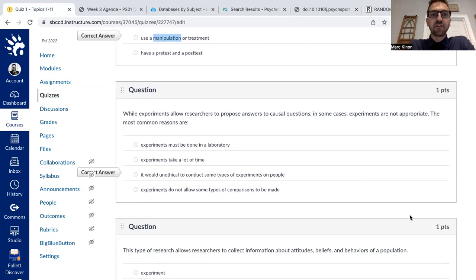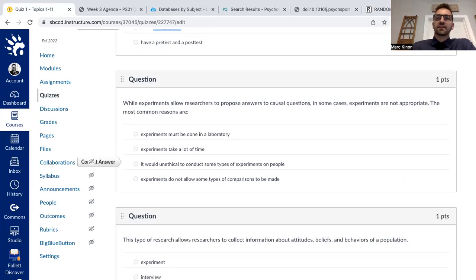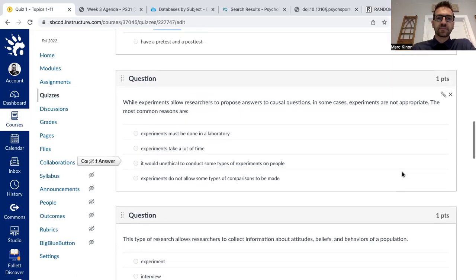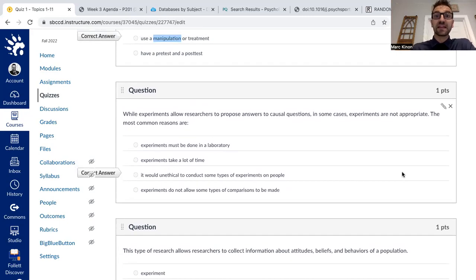While experiments allow researchers to propose answers to causal questions, in some cases, experiments are not appropriate. The most common reason is it would be unethical to conduct some types of experiments on people. Yeah, this is a fact. So the experiments that cannot be conducted on people are typically conducted on animals. We see this with drug research usually. Specifically, the thing that comes to mind right now is tobacco research. Whereas you could not randomly assign a human being to use tobacco or not use tobacco, you can randomly assign an animal to use tobacco versus not tobacco.